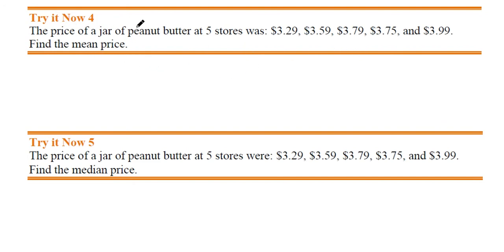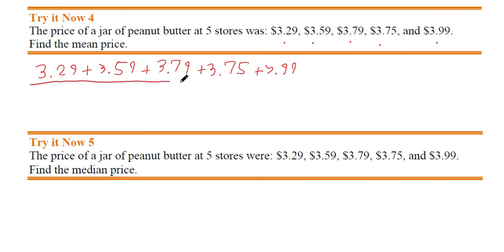All right, so the price of a jar of peanut butter at 5 stores was these 5 numbers, and we were going to find the mean and also the median. Later on, we're going to find something else with this data, so keep this in mind. Now for the mean, what we're going to do is take all 5 of these values and add them up. So 3.29 plus 3.59 plus 3.79 plus 3.75. Notice that it's non-numeric order. I see that there. And plus 3.99. And I want to divide that by the total amount of values, which there are 5 of.